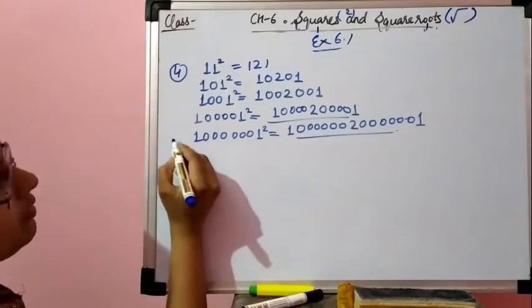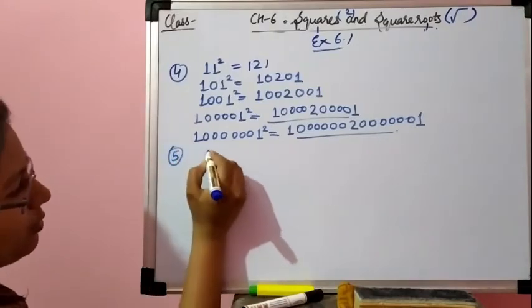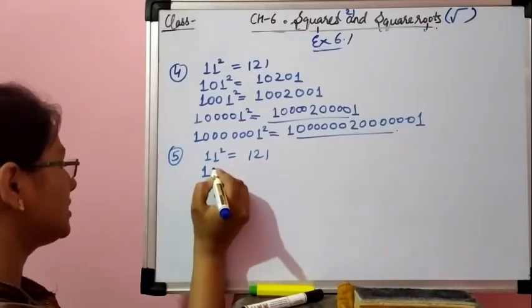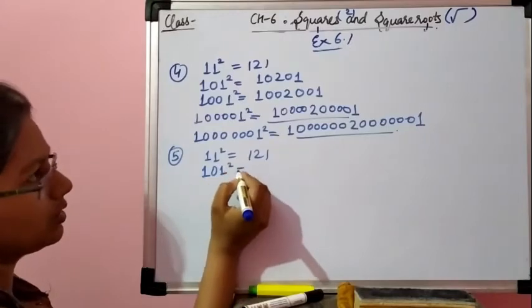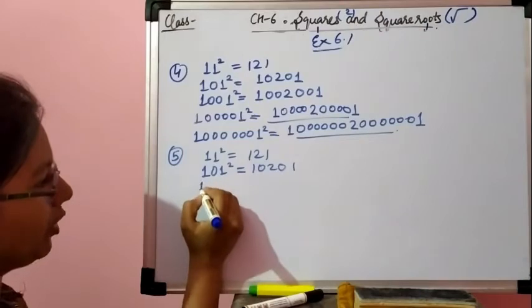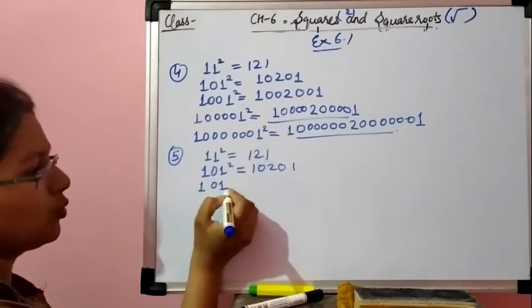Now similarly we have a different pattern for question number 5. It's 11 square, same. Then it is 101 square also, that will also be 10201. But now next is 10101.